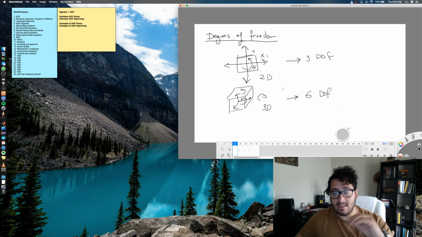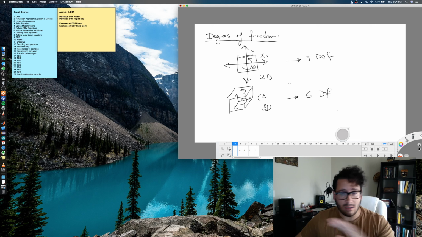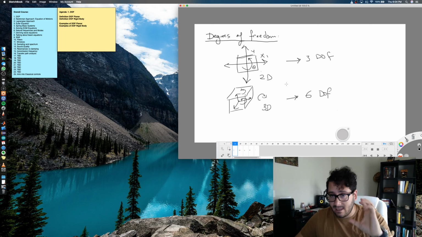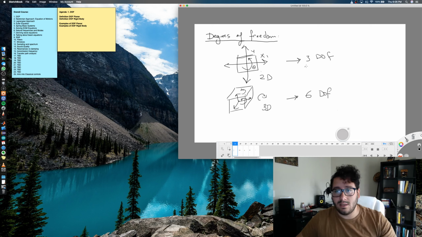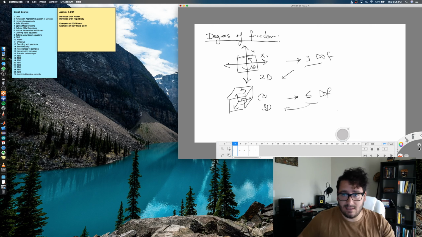Okay, so that's in general, that's free, unconstrained, out of control. You're just leaving it somewhere in space, and for the body as a whole, you can get into more degrees of freedom if you depict different things, but for this body as a whole, you would have 3 degrees of freedom for 2D and 6 degrees of freedom for 3D.